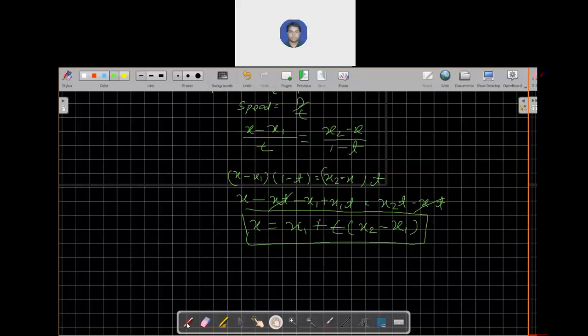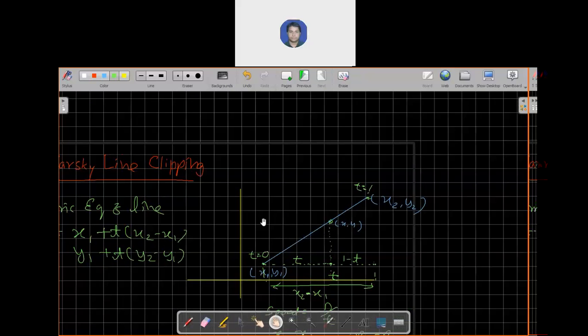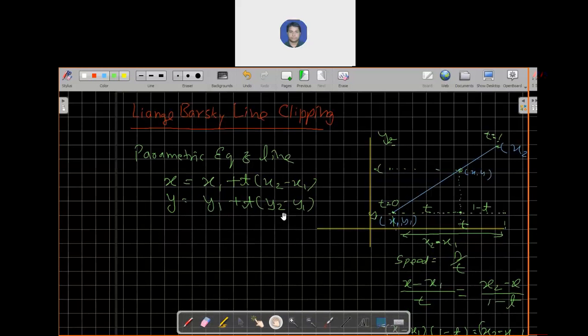Okay, Vichal, thank you. In the same way, you can find it for y as well: y equals y1 plus t into y2 minus y1. Okay, how we can find the y, in the y axis. For the same, you can calculate at the y axis. Here this is your y2, this is y1, and this is time t. The same way you can find this equation in terms of y as well.